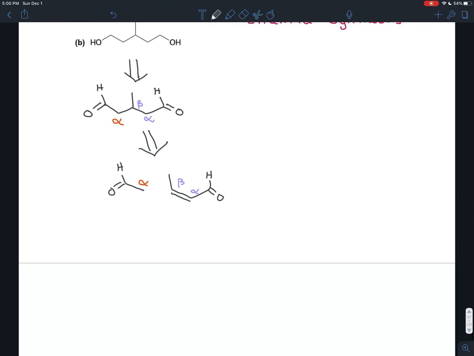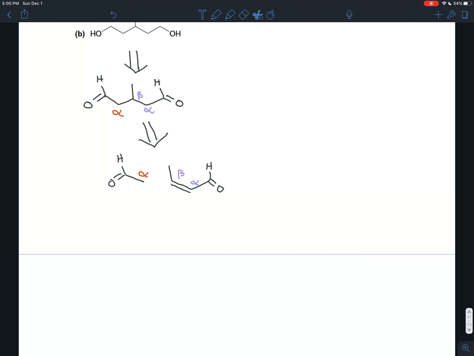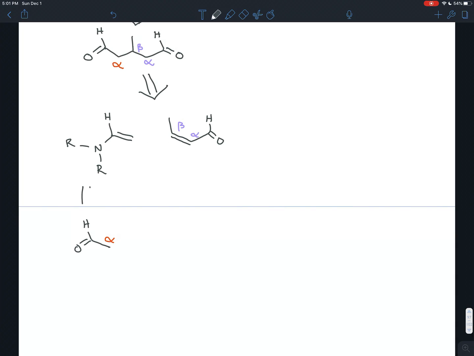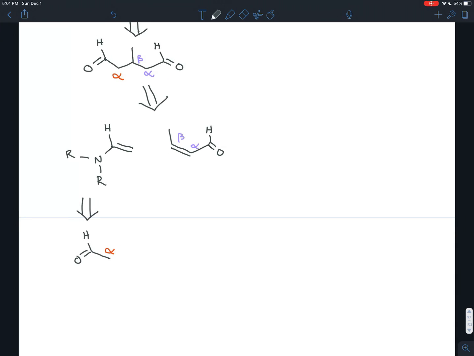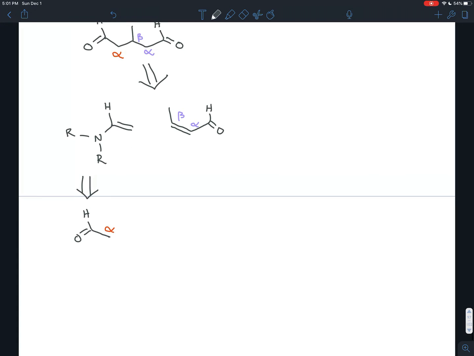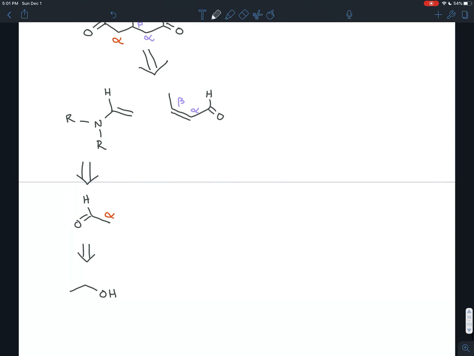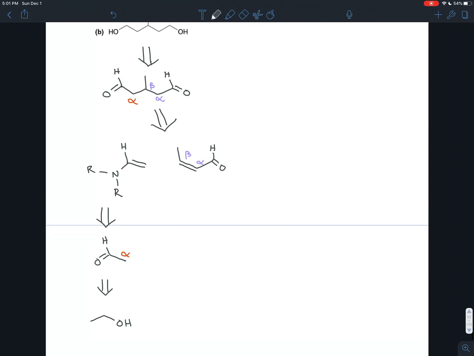Now, technically, if we do the Stork enamine synthesis, this will have to be an enamine, because this would act as too strong of a nucleophile. It would attack the carbonyl carbon rather than the beta carbon. So if we turn it into an enamine first, then that's a weak nucleophile that will attack the beta carbon electrophile instead of the carbonyl. We can make that enamine from ethanal, and we can make ethanal, as we've seen, from ethanol, drinking alcohol. Okay, so that's one possibility.